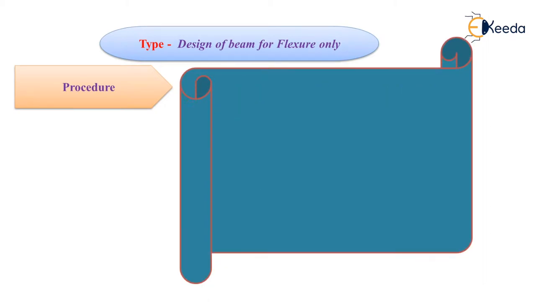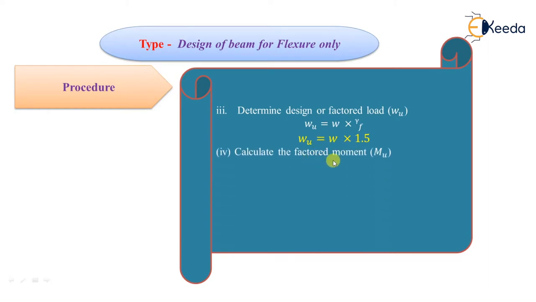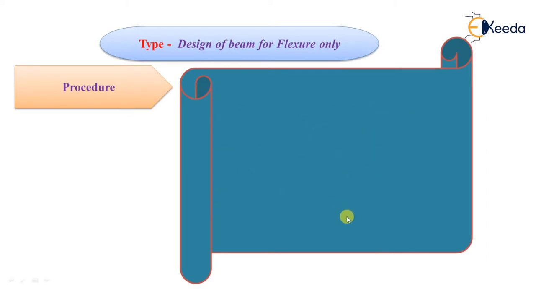After that, our next step is to determine the design or factored load, that is WU, and we multiply total load by the partial safety factor, that is 1.5. Therefore WU is equal to W into 1.5. After that we calculate factored moment, that is MU. For a simply supported beam, MU is equal to WL square by 8. And for a cantilever beam, MU is equal to WU into L square upon 2. So this is the first step if bending moment is not given.